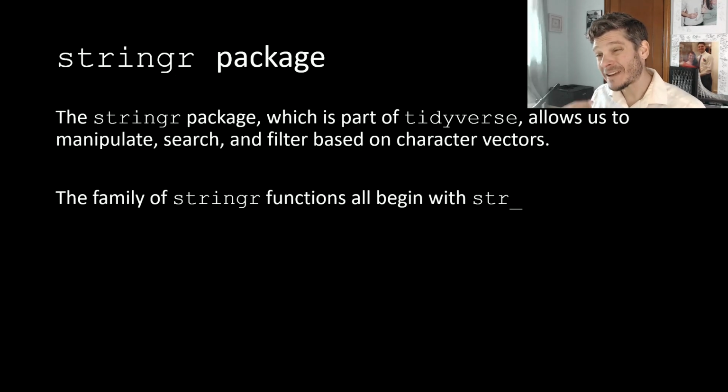Now that we have that in mind, luckily somebody wrote the stringr package, and it's part of the Tidyverse, so we're going to have it loaded by default almost every time we do a project anyway. It is so useful to allow us to manipulate and search and filter all of our different character vectors. And the nice part about the stringr family of functions is that every function in the stringr package starts with str underscore. So you can actually go in your console, assuming you've loaded Tidyverse, type str underscore, and you'll see it start to autocomplete a whole family of functions.